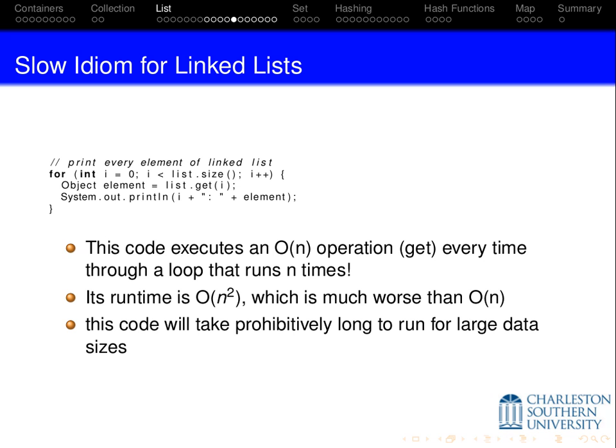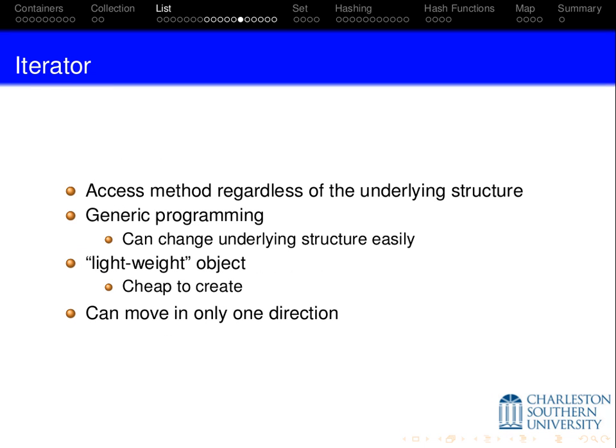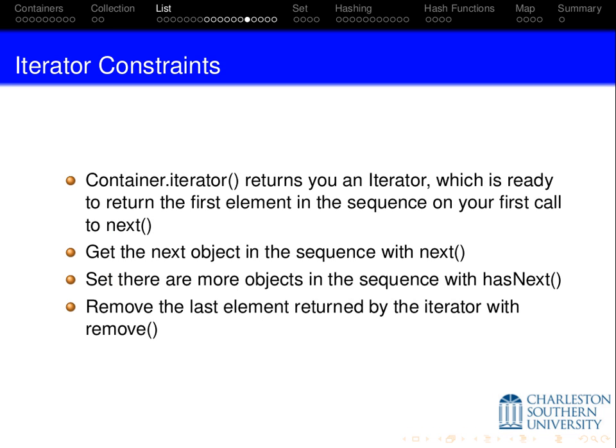What we used in order to do that was something called an iterator, if y'all recall. It's an access method regardless of underlying structure. It's very generic and usually lightweight. Basically, the idea of an iterator is that if you have a list and you want to iterate through every element, you use an iterator to do it. Every container, by the way, a list is a container, and therefore an array list is a container, and a linked list is a container. All of those can give you an iterator, and you just call .iterator to return an iterator.